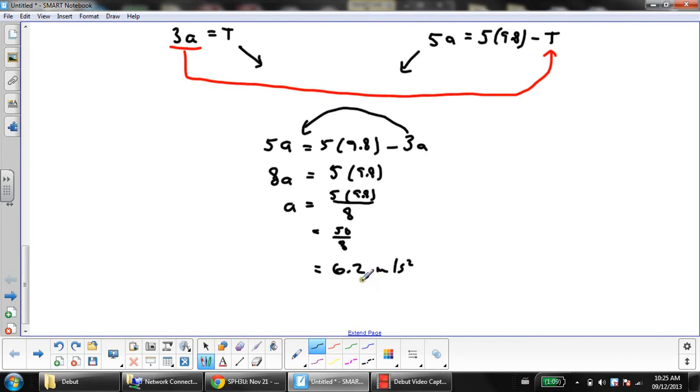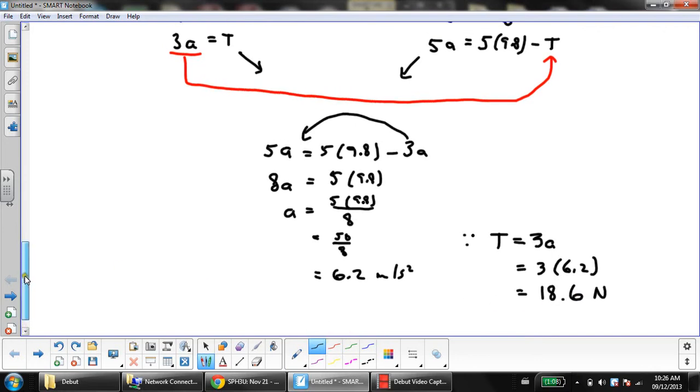Am I done? No! I found a, but I haven't found T. I still need T. Since T equals 3a from right up here, I'm just going to plug my a in here. I get 3 times 6.2, 18.6 newtons. Now I have completed the question. I have a and I have T.